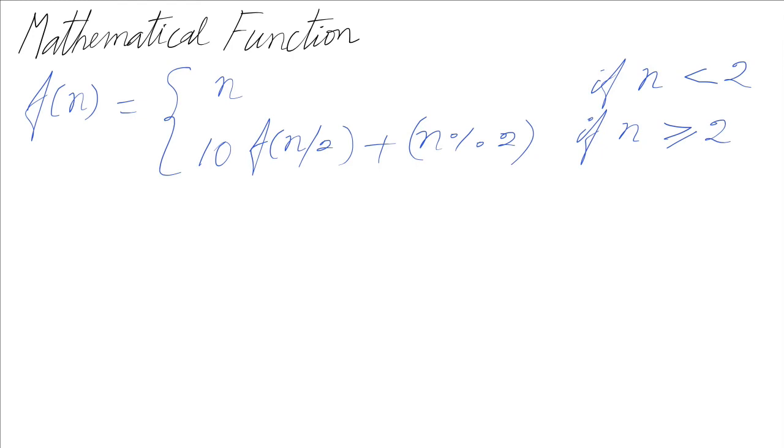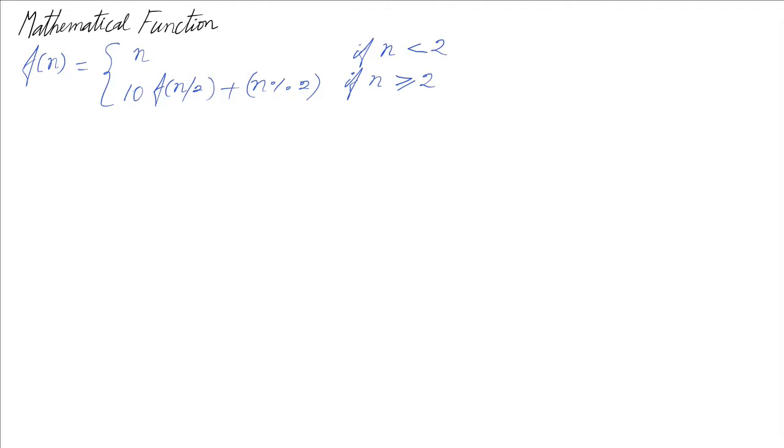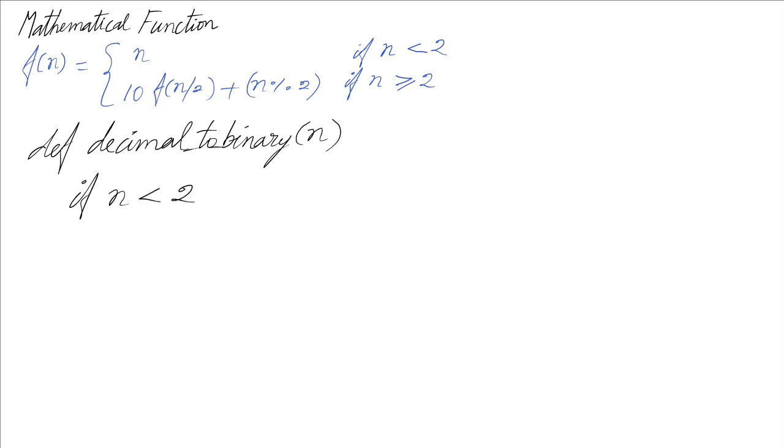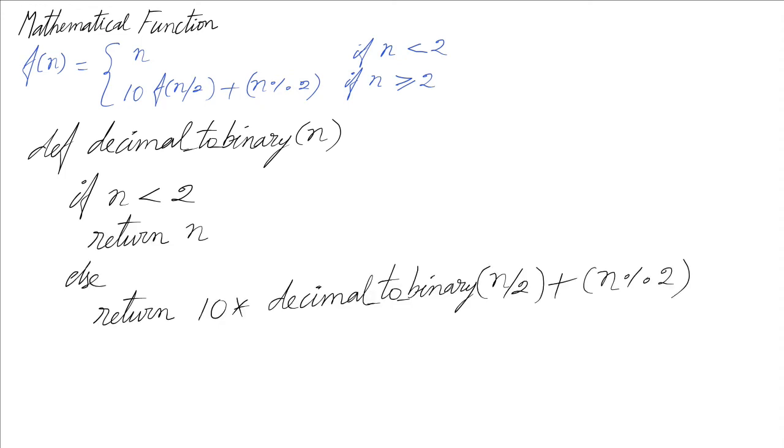So we can now look at the code. The decimal to binary method takes one parameter. This is the number that is in base 10. The base case checks if n is less than 2. If so, we return n. Otherwise, we return 10 times the recursive call that reduces the input parameter by half, and then we add the remainder of the given number. Since it's base 2, we need to use 2 to calculate the remainder.